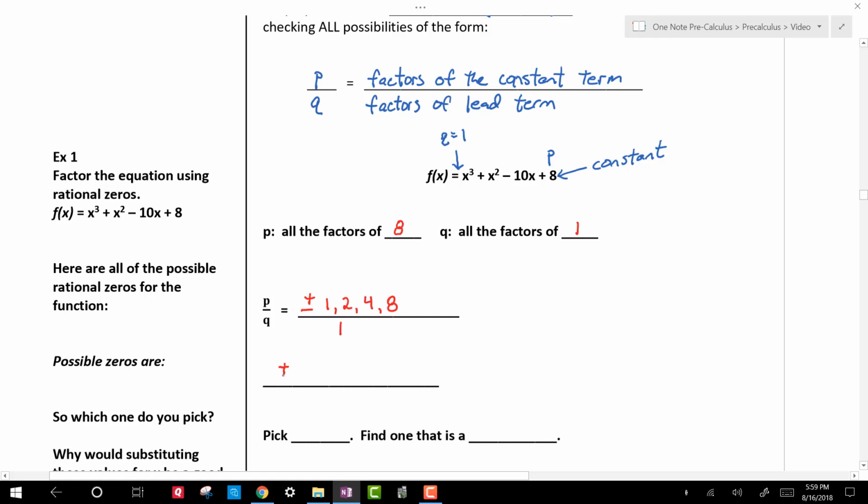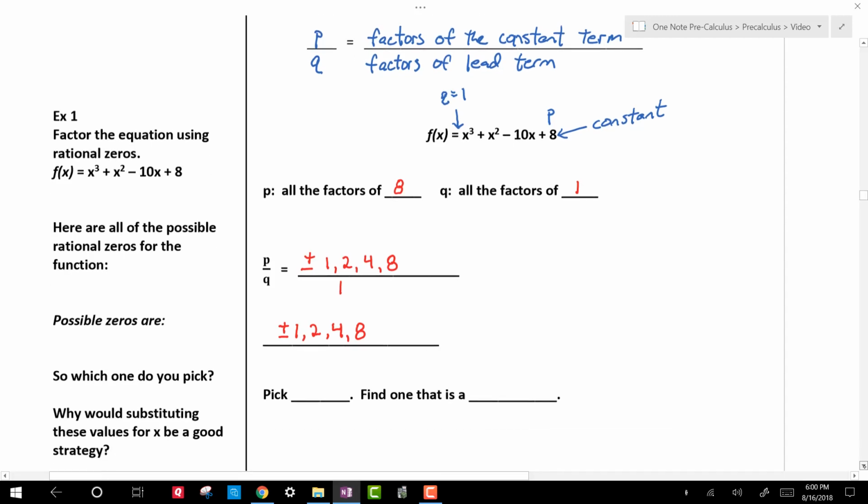So here's the deal. My possible zeros. When we say possible zeros, we're talking about x-intercepts or solutions to this polynomial up here. If there's going to be a 0 in this polynomial that's rational, so a fraction or a whole number, then it would only be one of these 8 possibilities down here. You couldn't have a 0 that's 3 or 5 in this polynomial, because 3 and 5 are not listed in my possible zeros. So, which one do I pick? It doesn't matter. You pick one.